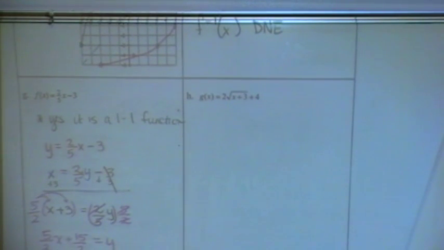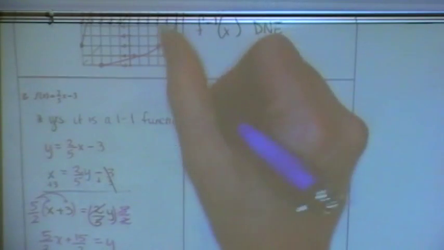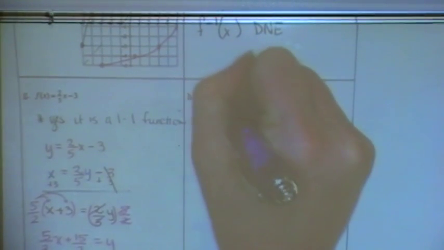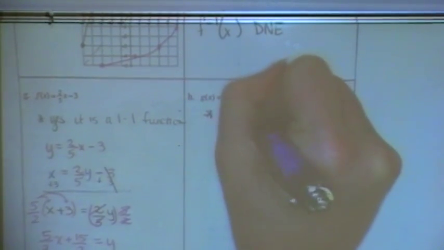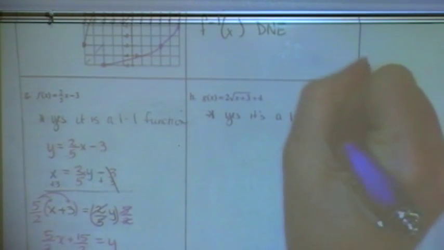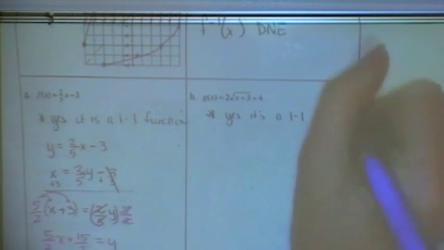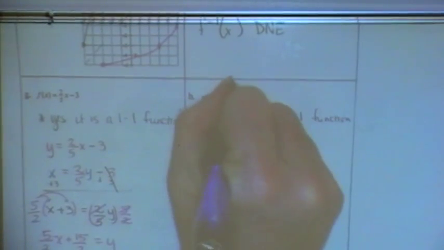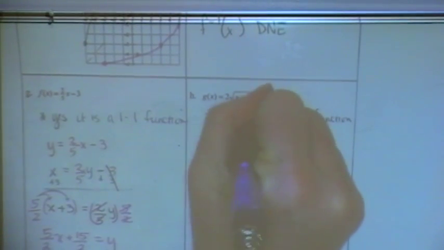H. Square. It's a square root function. So it is one-to-one. So I'm going to write it as y equals first, so then I can switch x and y.